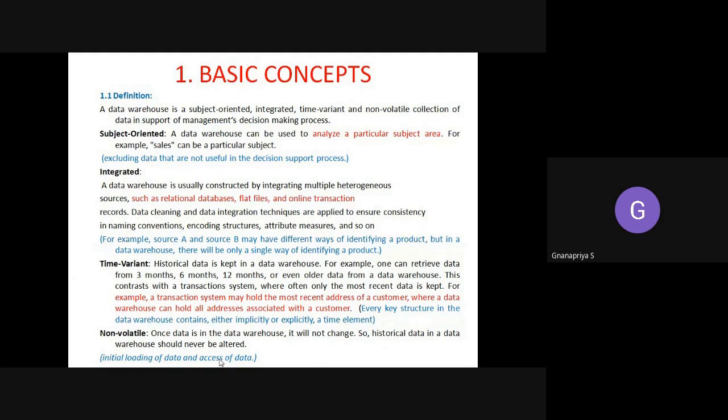Now, is this clear? So this is about the definition of your data warehouse. A warehouse is a subject-oriented, integrated, time-variant, and non-volatile collection of data that supports the management and decision-making process.